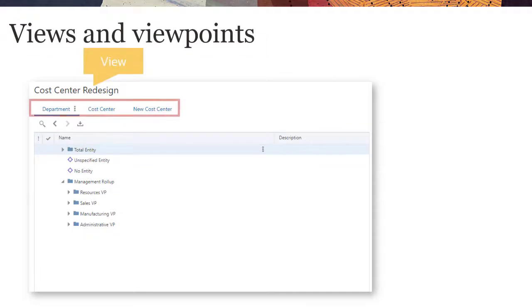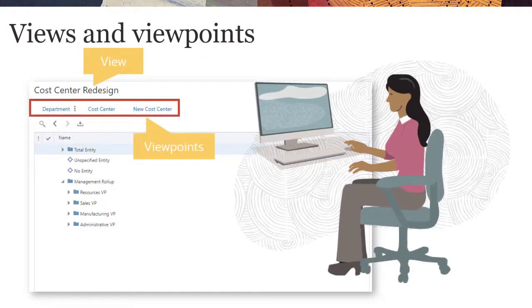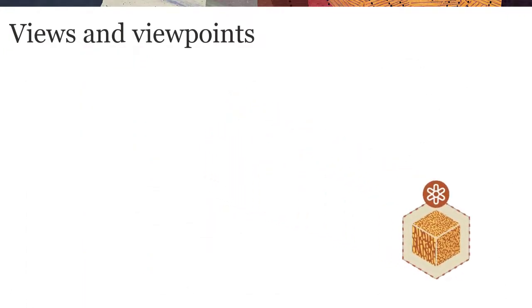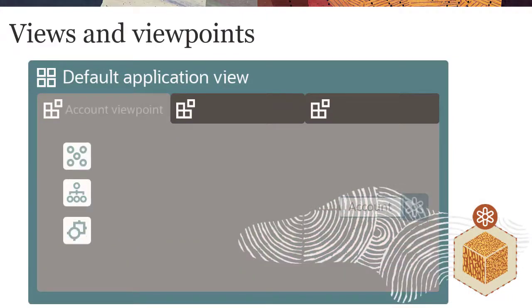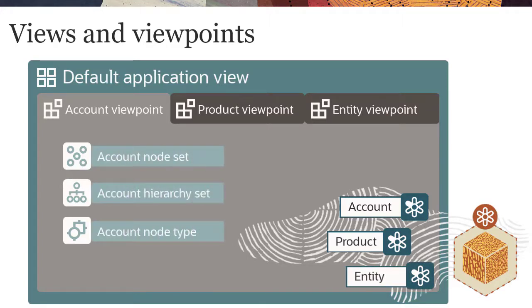Views are a collection of viewpoints, and viewpoints are where users view and work with application data. When you register an application, the system creates a default view with viewpoints and data chain objects for each registered dimension. The default dimension viewpoints help you manage data chain objects for the dimension.